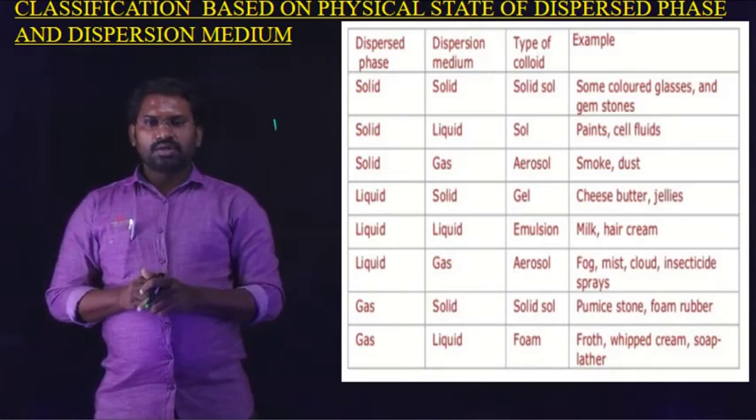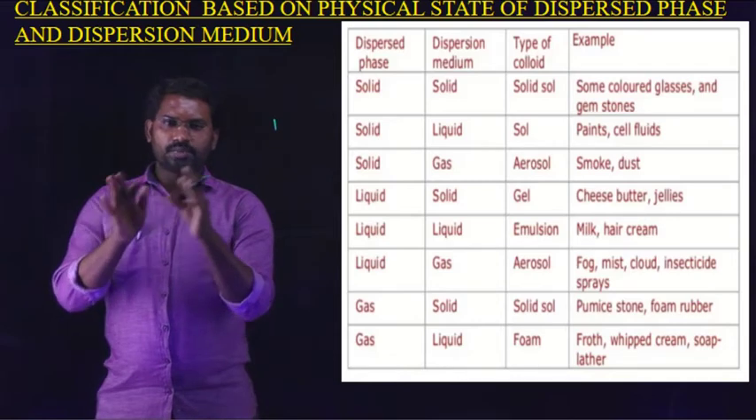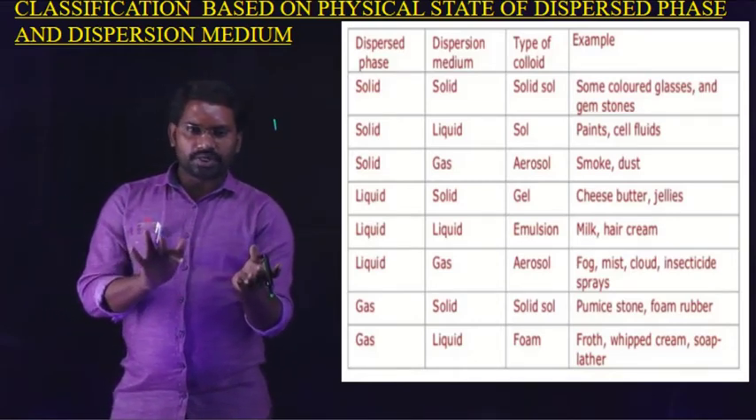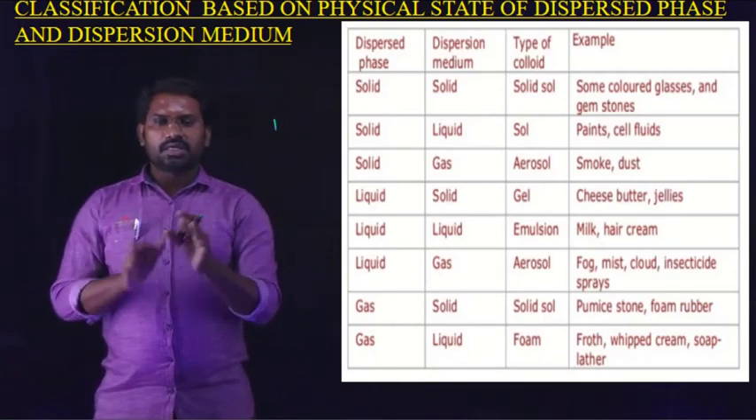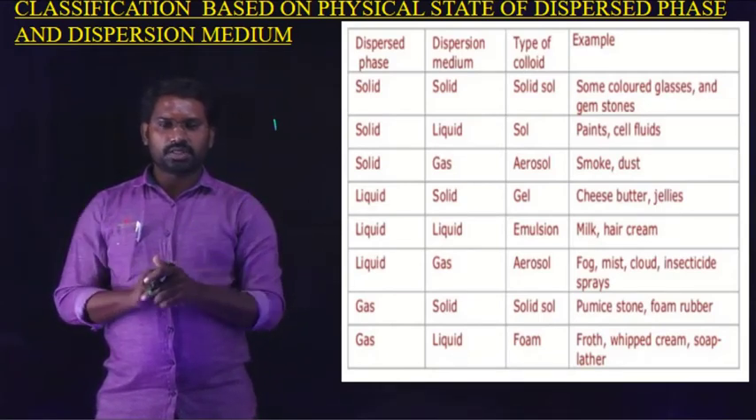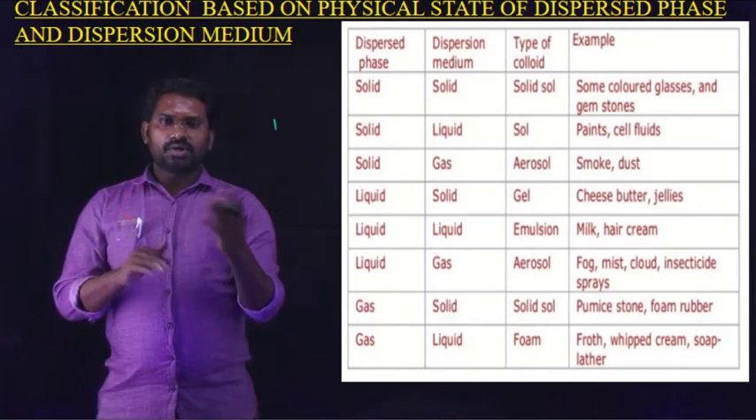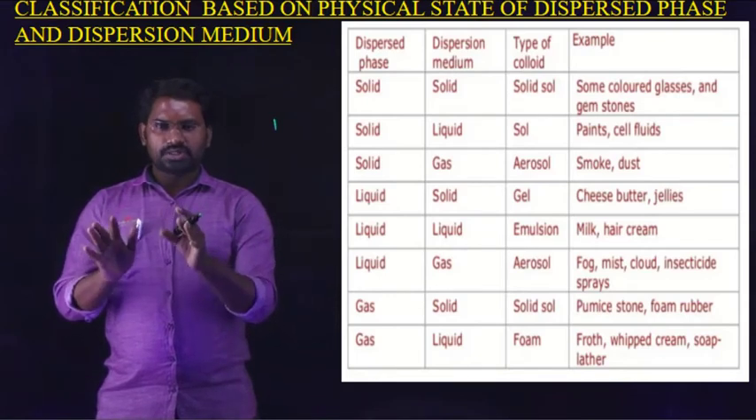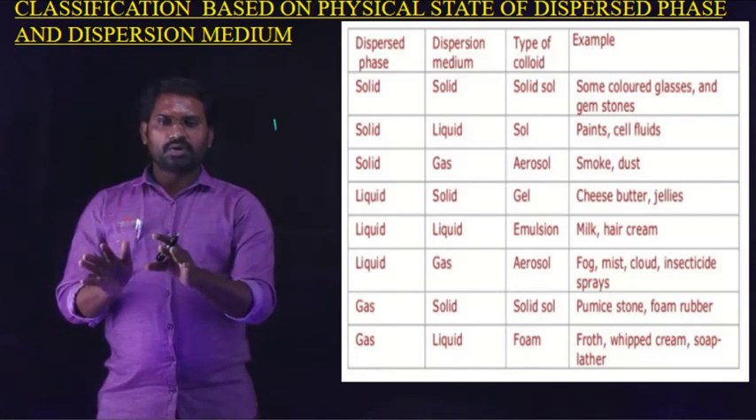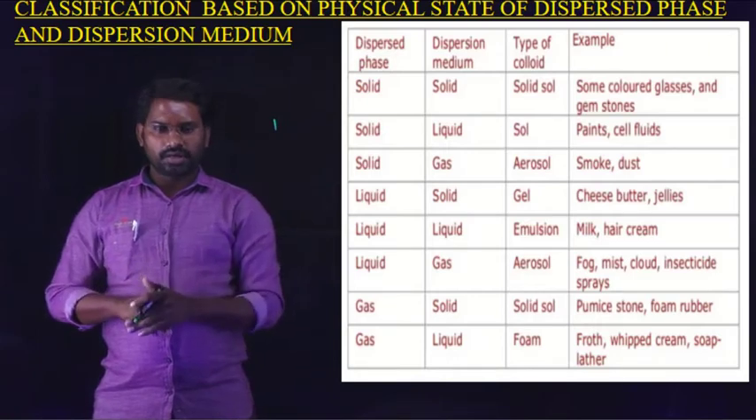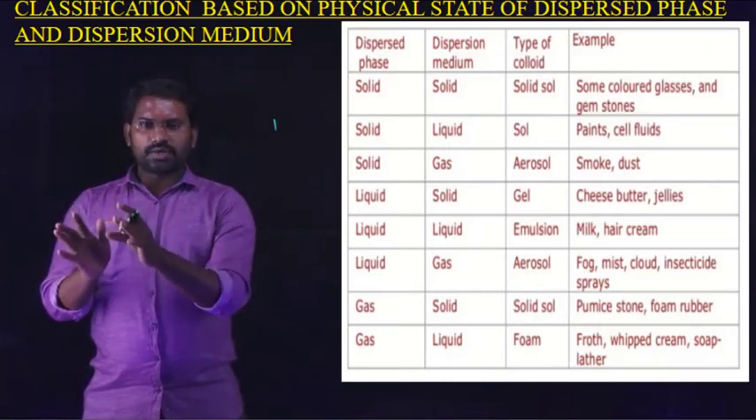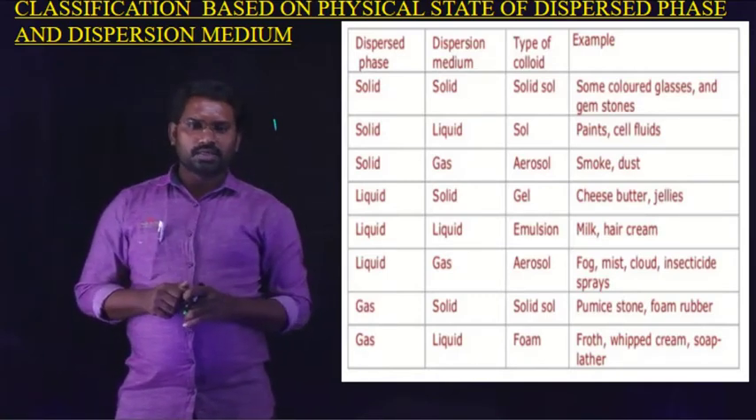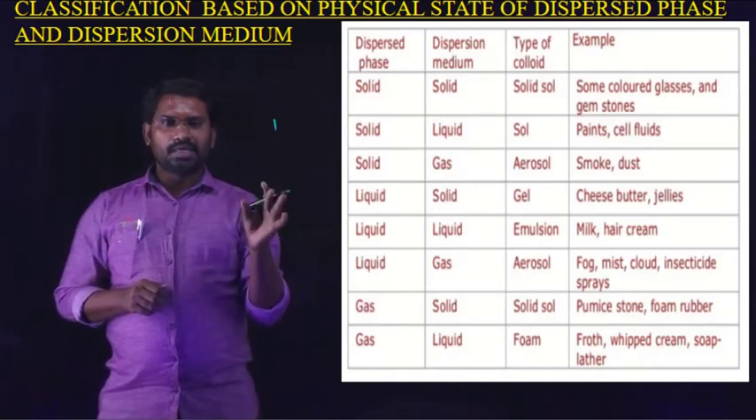Next, if the dispersive phase is liquid and the dispersion medium is liquid, both the dispersive phase and dispersion medium are present in liquid state, such type of colloids are called emulsions. This is a very, very important concept. This topic is coming later in our general surface chemistry. What are emulsions and the classification of emulsions, oil in water, water in oil, everything will be learned there. Both the dispersive phase and dispersion medium are present in liquid state, such type of colloids are called emulsions.